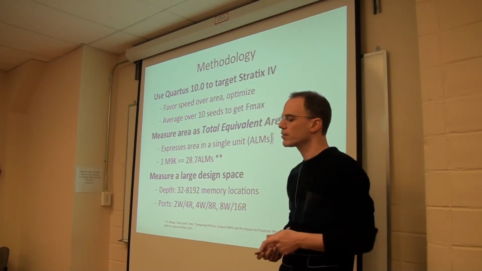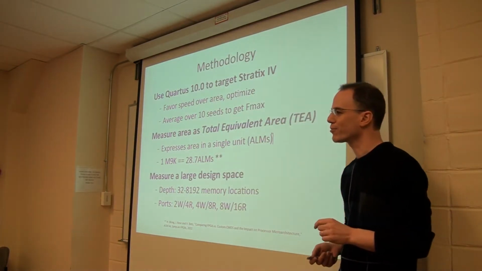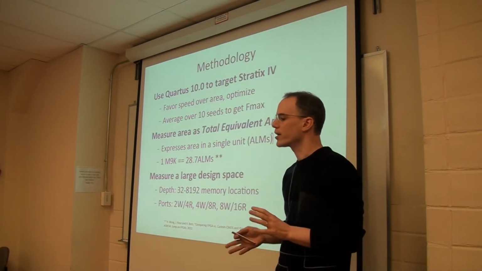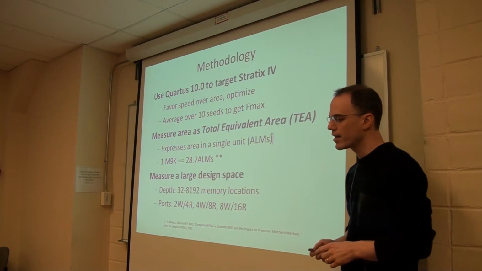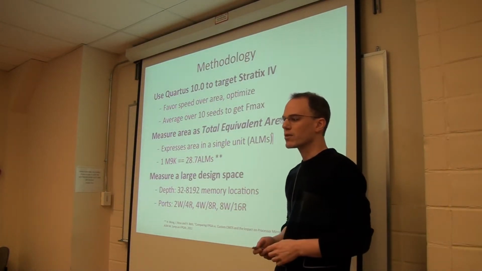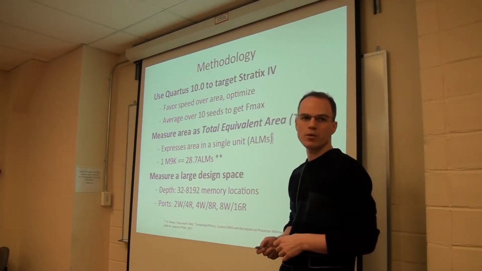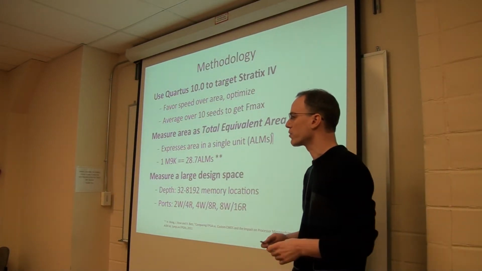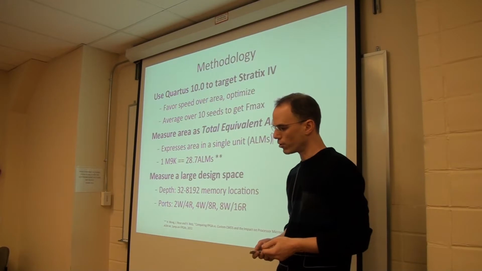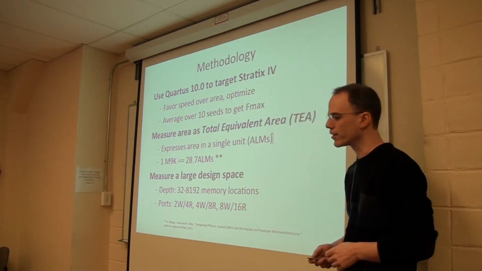This is using the number kindly provided by Vaughn, which tells us how many ALMs worth of area an M9K takes. And we measure a pretty big design space. So memories from 32 up to 8K deep, and memories with varying numbers of ports. So 2 write, 4 read, 4 write, 8 read, 8 write, 16 read.